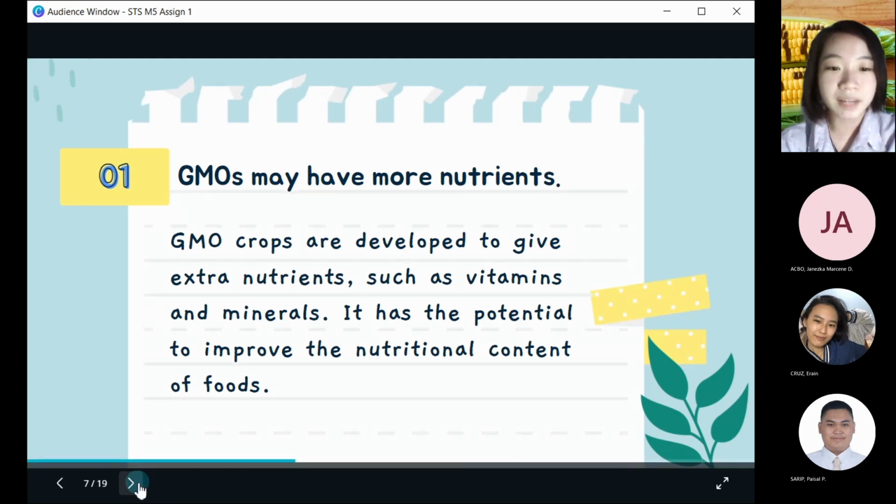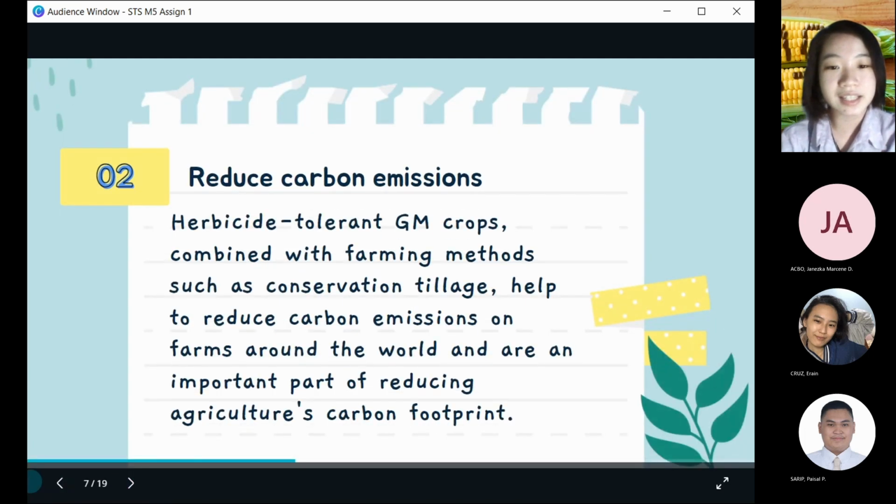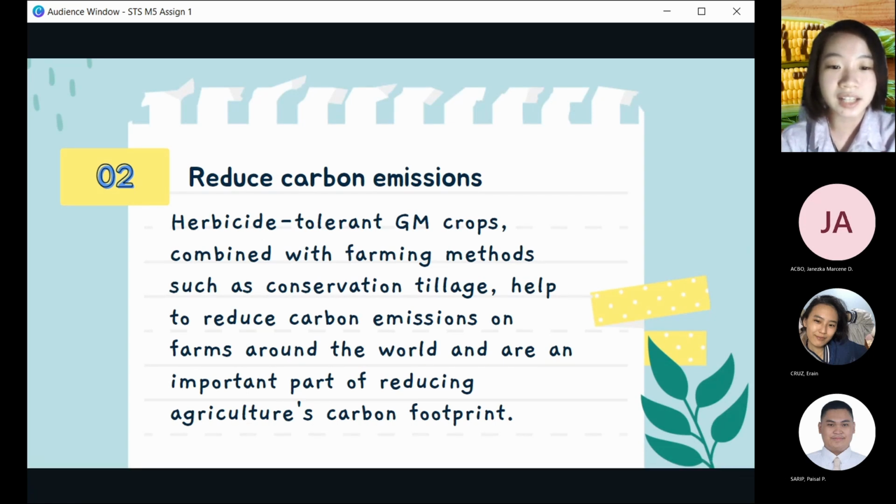Second, it reduces carbon emissions. GMOs are already assisting farmers all around the world in reducing agricultural production's environmental impact. Herbicide-tolerant GM crops, combined with farming methods such as conservation tillage, help to reduce carbon emissions on farms around the world and are an important part of reducing agriculture's carbon footprint. As a result, crop yields are improved, soil health and water retention are improved, and greenhouse gas emissions are reduced. In fact, producing GMO crops reduced carbon dioxide emissions by the equivalent of taking 16.7 million cars off the road for an entire year in 2016.